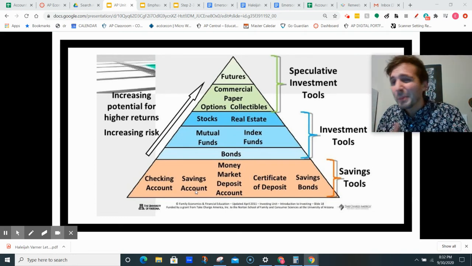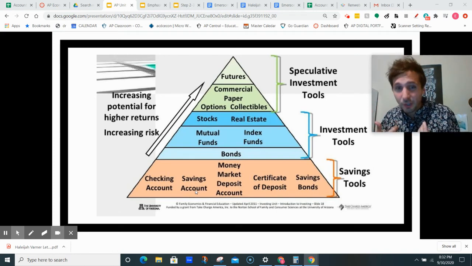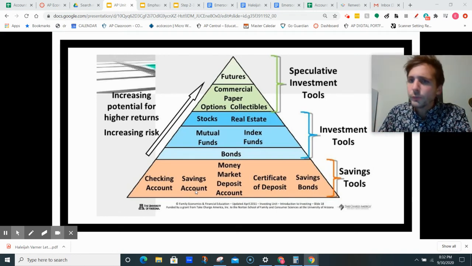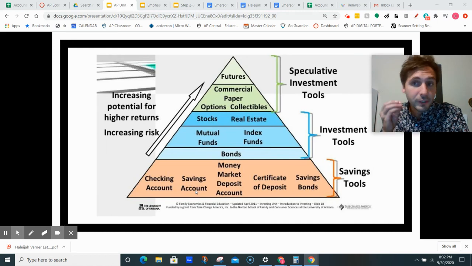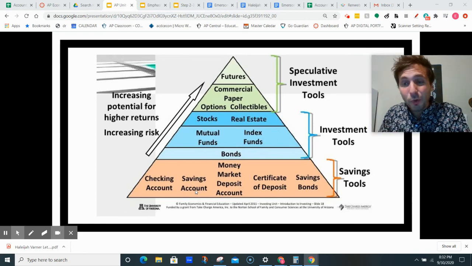They're a little more stable, make a little bit more interest, and you have to wait a little bit longer to get paid back. Mutual funds, index funds, most of you are going to invest your money in something called a 401k. Sorry, not invest, purchase financial assets in a 401k. That's normally putting your money into a mutual fund or an index fund.